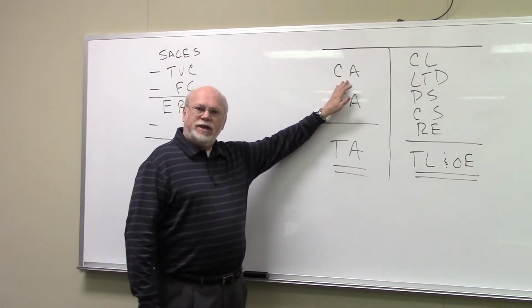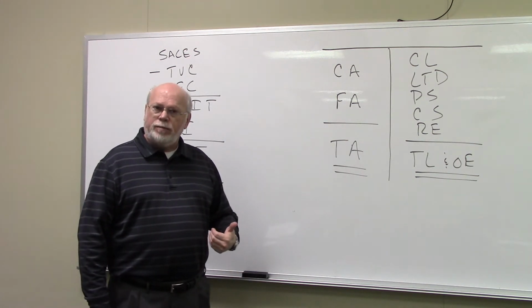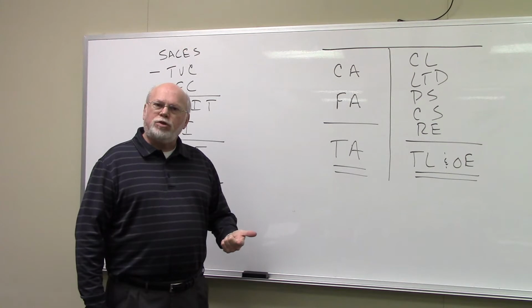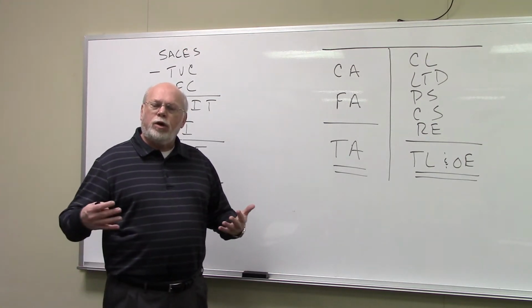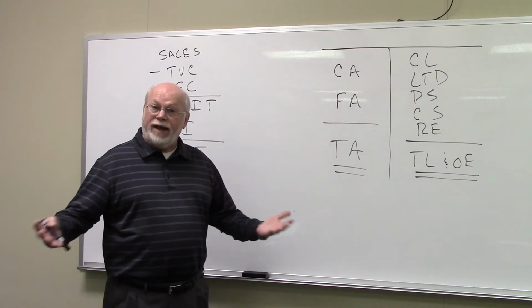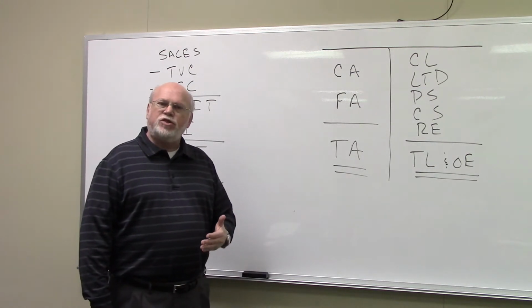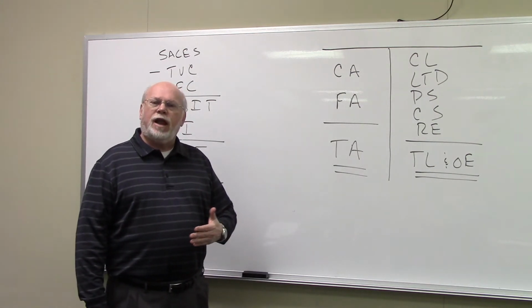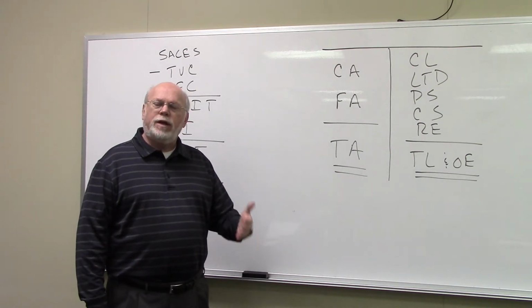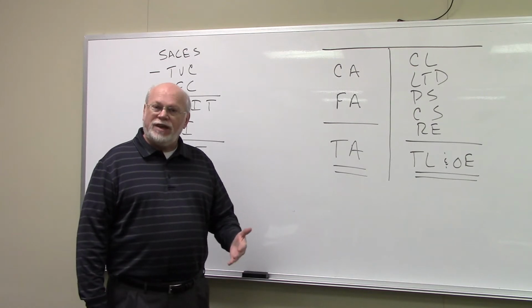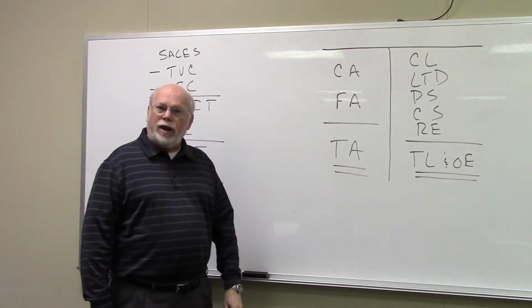We have current assets. Current assets are simply assets that have a life of less than a year. Cash, marketable securities, accounts receivable, inventory, those are all common examples of current assets. You also have fixed assets. Fixed assets are simply assets that have lives of more than a year. Property, plant, equipment, those are all examples of fixed assets. And if you add the current assets to the fixed assets, you have total assets.